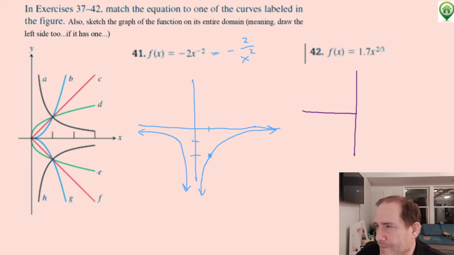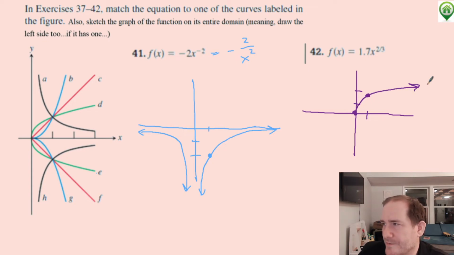And so again for 42, we've got this coefficient of 1.7, so we could plot the point (1, 1.7), would be here-ish. And our power is not negative, so we do pass through the origin. And our power is less than 1, so we should be concave down, like a radical function. Speaking of radical functions, this literally is a radical function. It's 1.7 times the cube root of x squared.